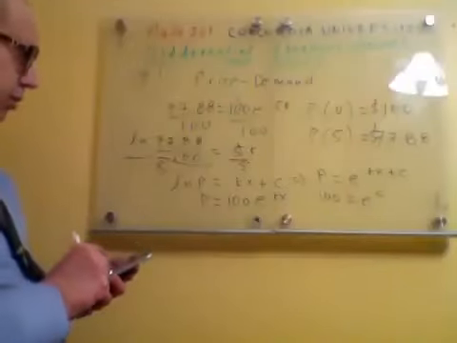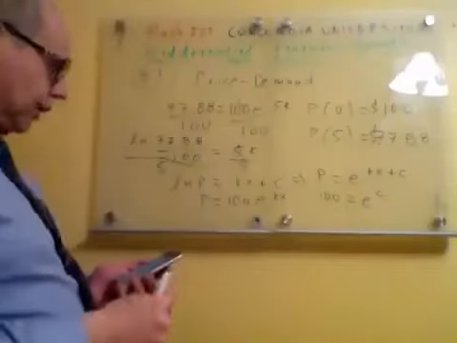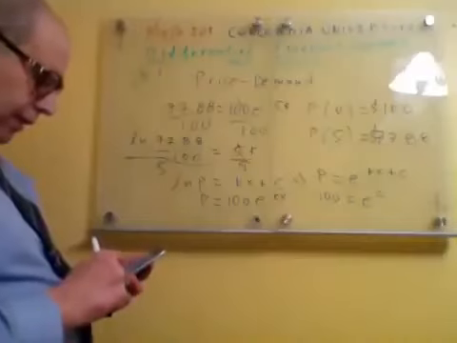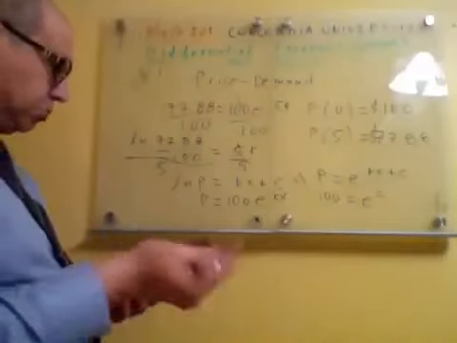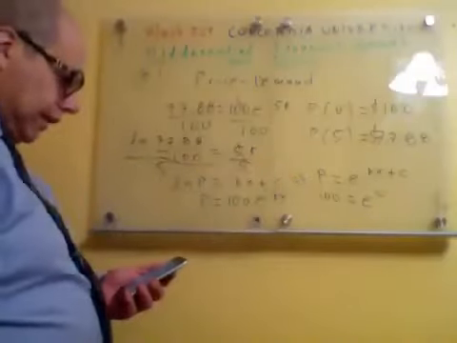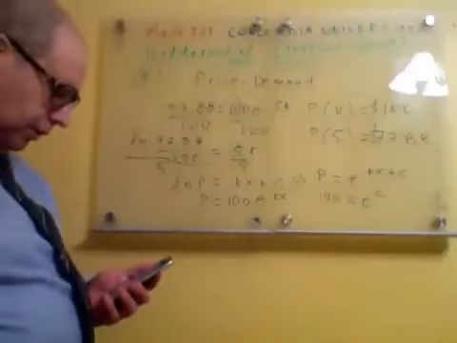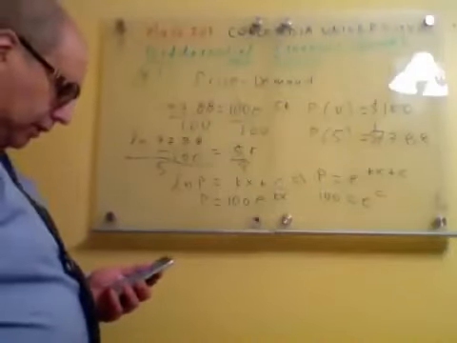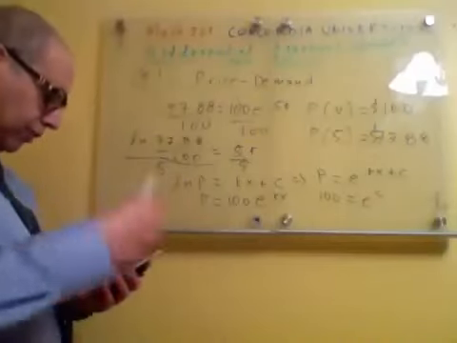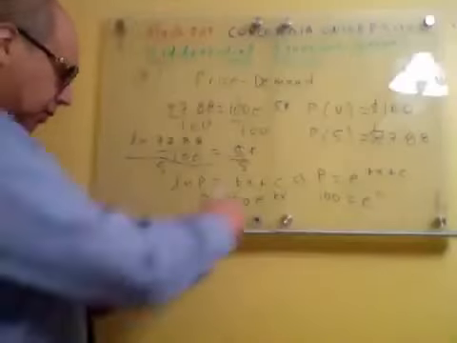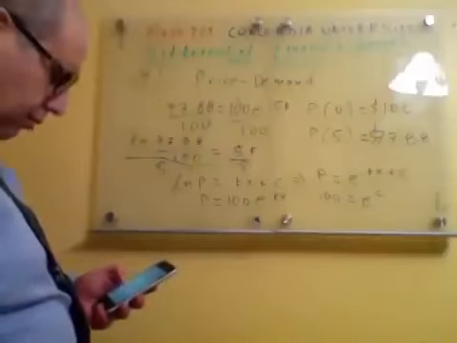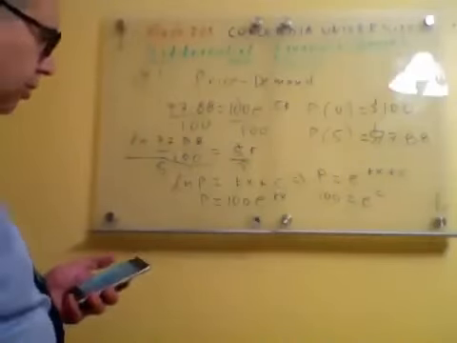The second question is, now that you have your k, they ask you to find the demand at 10 units per week. That's pretty easy. If you have the equation, you just put x equal with 10, and that will give you the price. And finally, the last question is to graph the price demand equation.